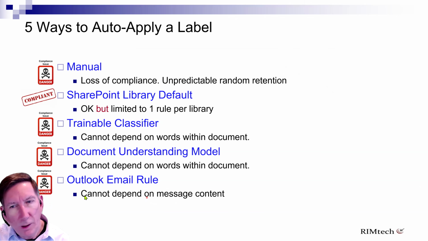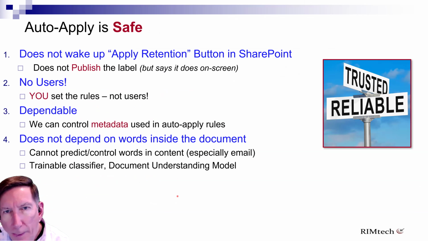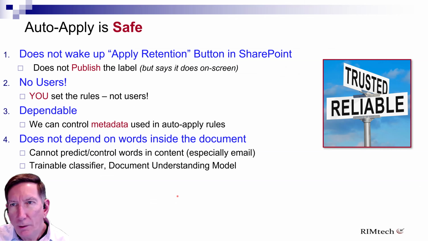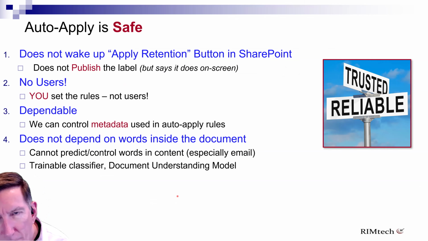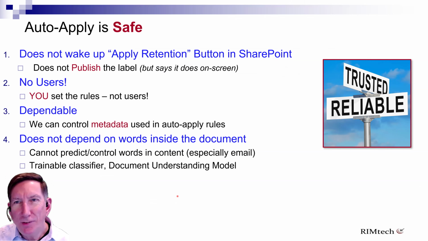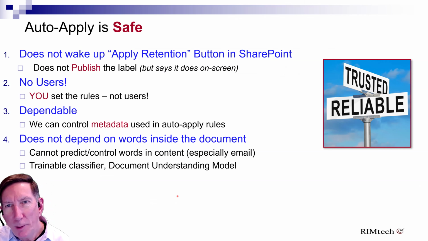Outlook email rule. Again, we cannot depend on content. So what can we depend on? Metadata. We can control the metadata. That's what we need to do with auto apply, and that's exactly what we're going to do, okay? So auto apply is safe. Why? Because of a secret. Bullet number 1 here. The auto apply method of applying a retention rule doesn't wake up the apply label button. It doesn't wake it up. So it's not publishing. And there's the secret.